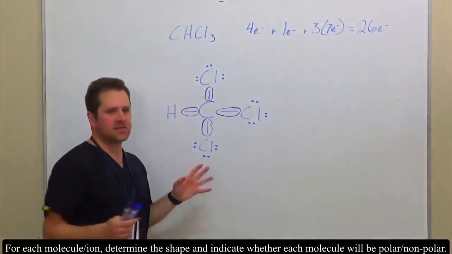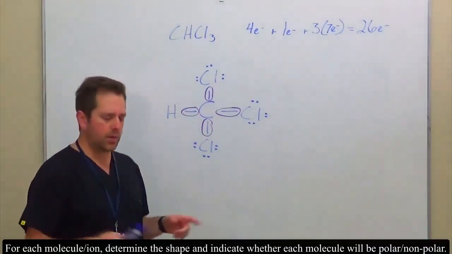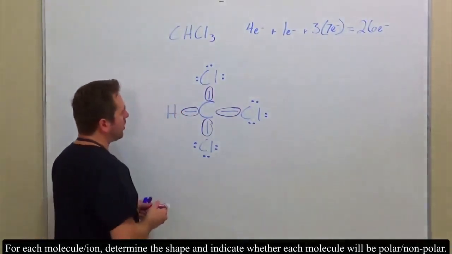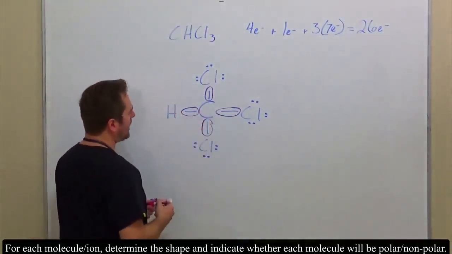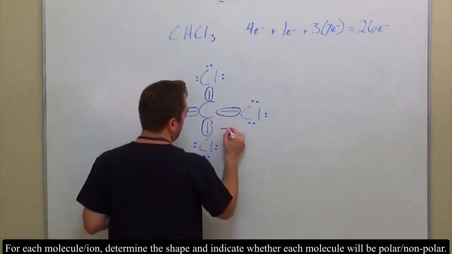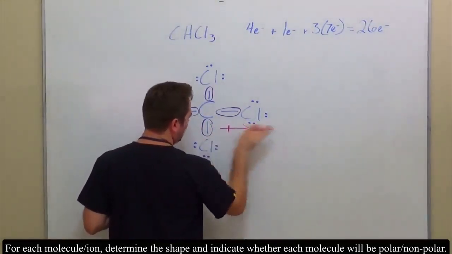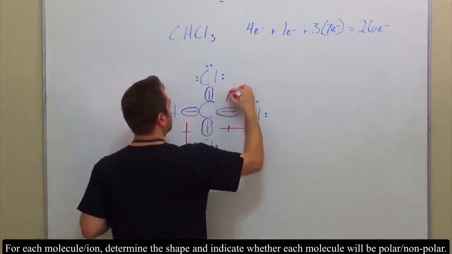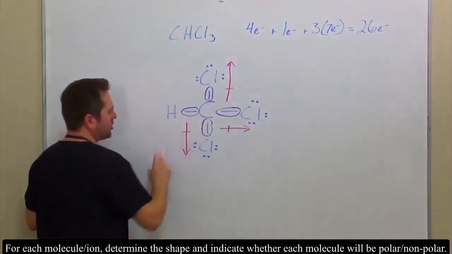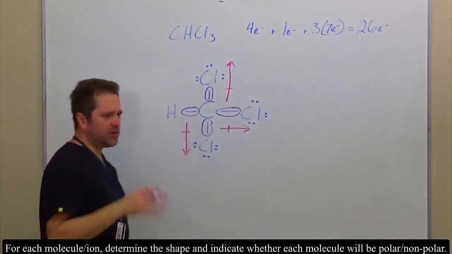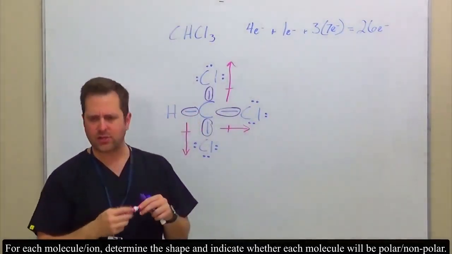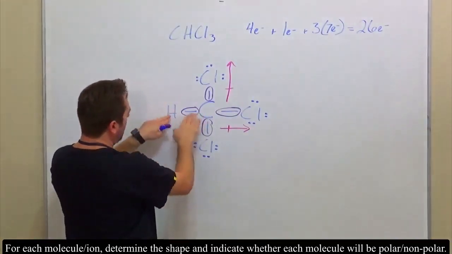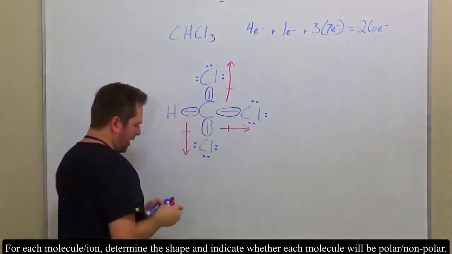Now, the ultimate question: is this a polar molecule or is this molecule nonpolar? Let's think about this. The chlorines are definitely more electronegative than the carbon, right? So this chlorine is going to be pulling the electrons that way, this chlorine is going to be pulling them down, and this chlorine will be pulling them up. What about the hydrogen? Well, carbon and hydrogen, their electronegativities are basically negligible compared to one another, so there isn't a real strong pull either way. But it's the chlorines we have to account for.